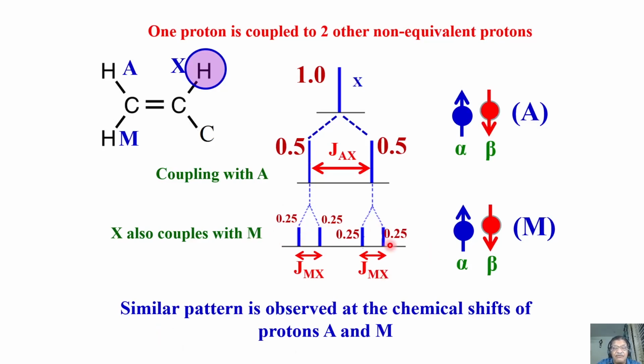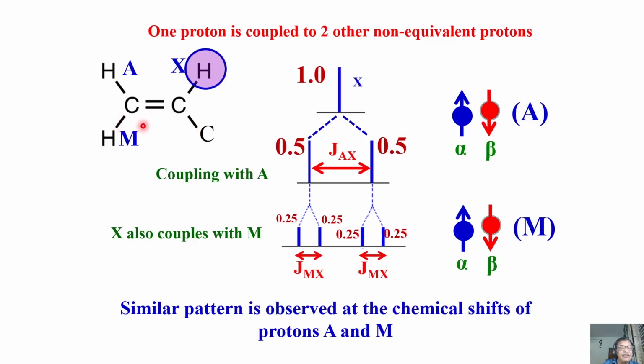I have written here as if four well separated lines. It so happens this line may come closer, or these two lines may become closer because this coupling is smaller. It can happen. But remember, the splitting pattern is identical, though the separations can be different. Okay. Now what happens if I observe M? Will I get the same pattern? No. Remember, this M experiences coupling with this X. It's a three-bond coupling.